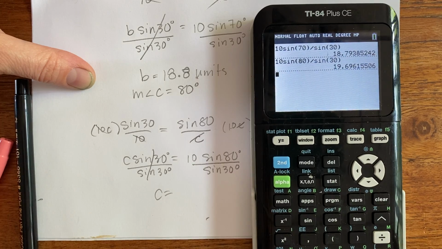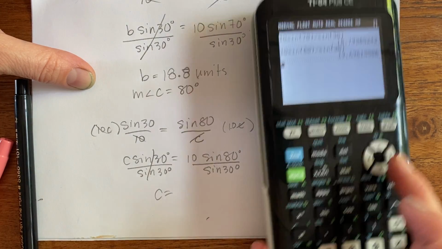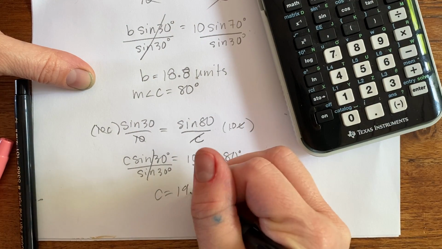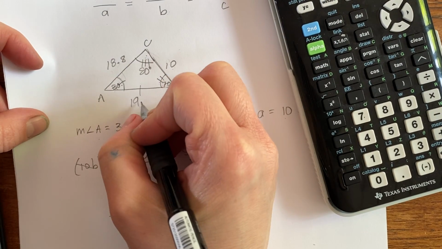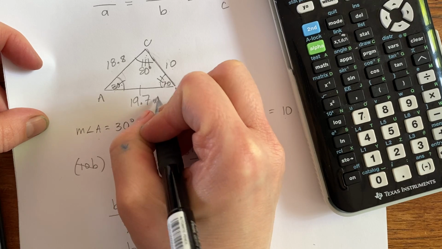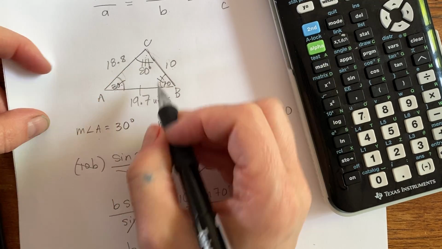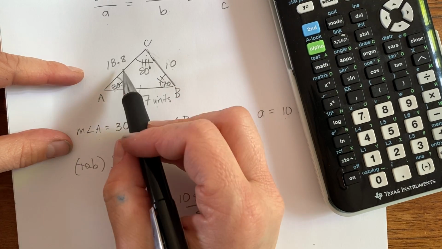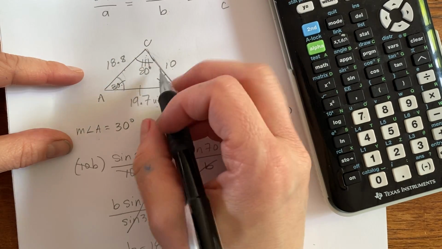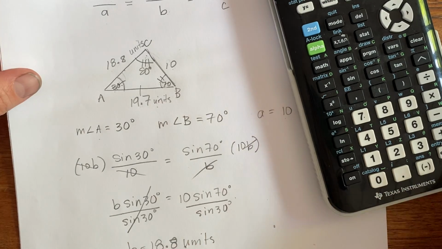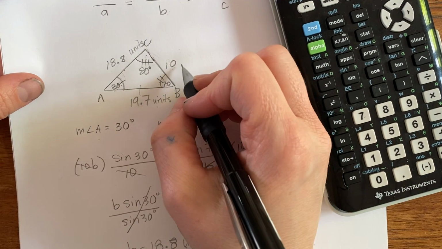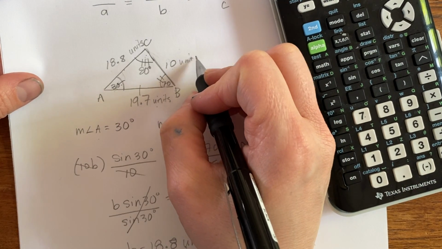And I get 19.7 units, which is just a tiny bit more than side B because the angle is just a tiny bit more. So that is it. Just put it right in units.